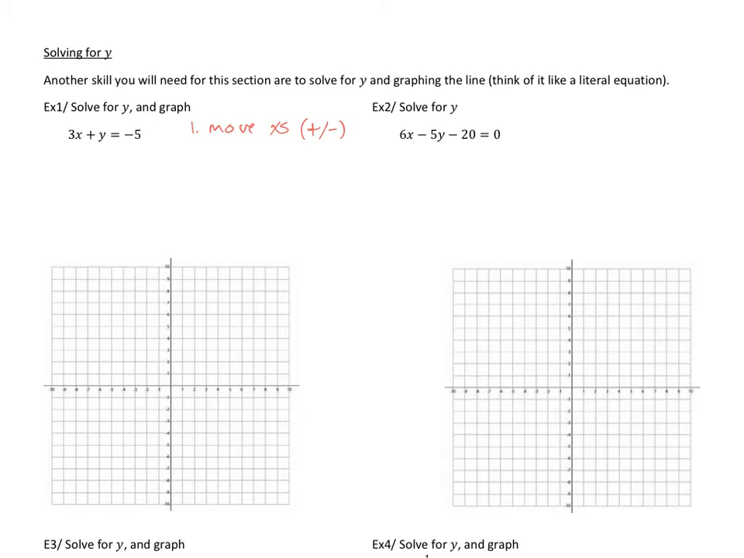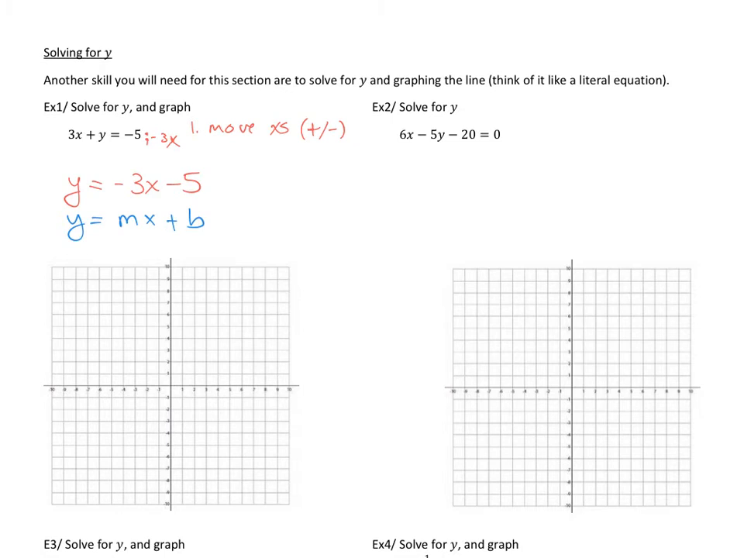So in this first example, you will want to subtract 3x from both sides. And what that will do is that will give you a new equation that looks like y equals negative 3x minus 5. And you may notice that this is in slope-intercept form. Here we can pick this out. We can say y equals mx plus b. So there, we solved that one for y. I want to solve example 2 for y just to give you another example of how this works.